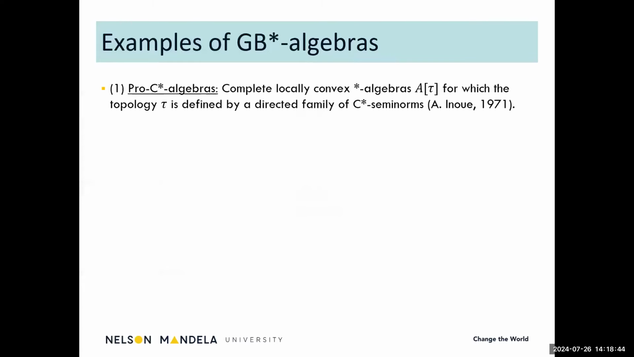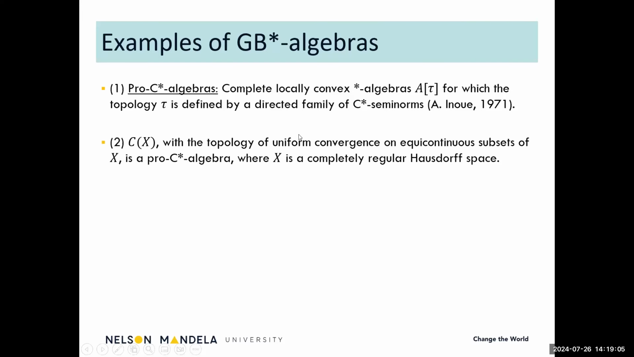What are some examples, you might ask? On this slide and the next slide, I give examples. If you take any complete locally convex star algebra where the topology is defined by a directed family of C star seminorms, then that is what we call a pro-C star algebra. Those are examples. If you look at C(X) with the topology of uniform convergence on equicontinuous subsets of X, that's a pro-C star algebra when X is a completely regular Hausdorff space.